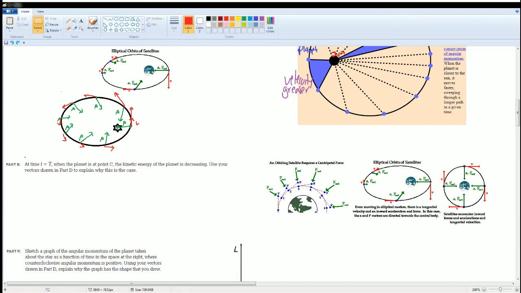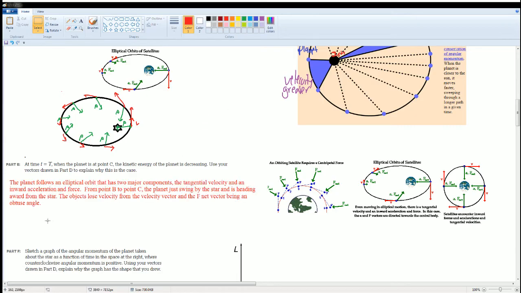So let me answer part E here. The planet follows an elliptical orbit and has two major components: the tangential velocity and the inward acceleration of the force. From point B to point C, the planet just swung by the star and is heading away from the star. The object loses speed because the velocity vector and the F net vector form an obtuse angle. You should see an obtuse angle here, and you should see how it's farther away.